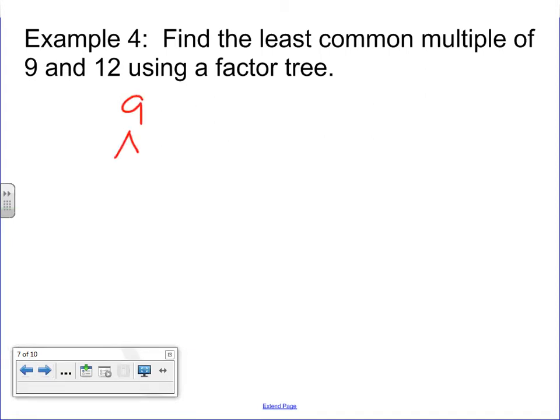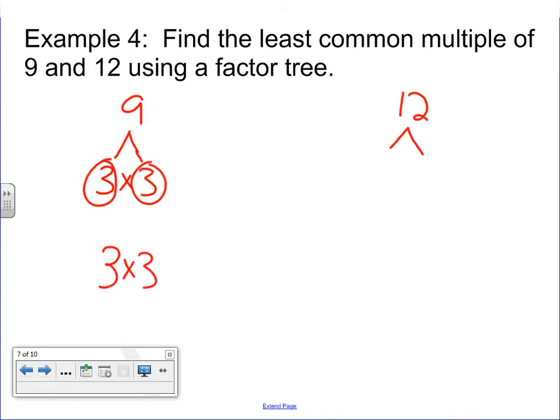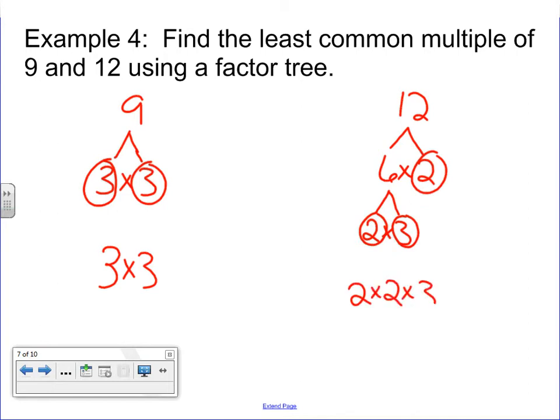So I'm going to make my factor trees for 9 and 12. How am I going to factor 9? Well, 3 times 3 is about the only way I can do it. And so I have 2 prime numbers. I'm going to write my prime factorization down here. And it's very important that we rewrite those things out. 12, let's go with 6 times 2. 2 is a prime, so I need to factor out my 6, which would be 2 times 3. Another prime, another prime. So I would write this, remember, least to greatest, 2 times 2 times 3.